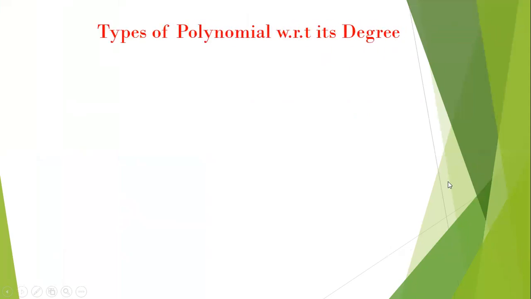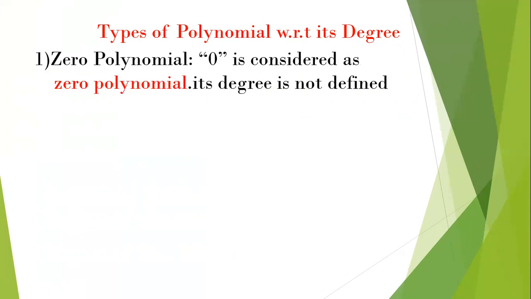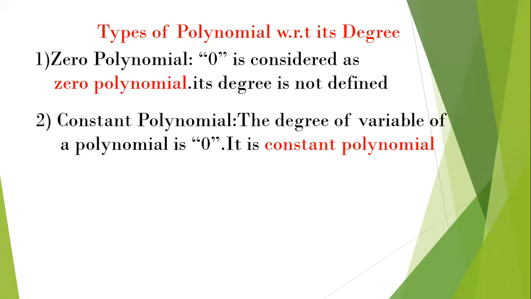Types of polynomials with respect to their degree. We already studied the degree. What is the degree of a polynomial? Now, how are polynomials categorized according to their degree? The first one is the zero polynomial. Whenever you write 0 in the polynomial chapter, it is considered a zero polynomial. Its degree is not defined. And it is a constant polynomial. Just before, we saw 11, 7, and in the first example we saw 5. All these are constant polynomials. So the degree of a constant polynomial is 0. It is a constant polynomial.